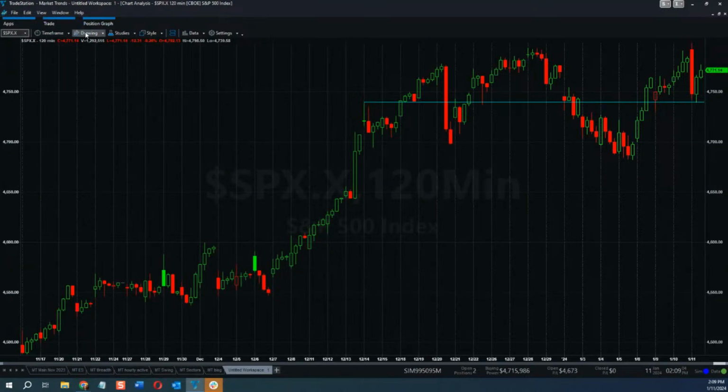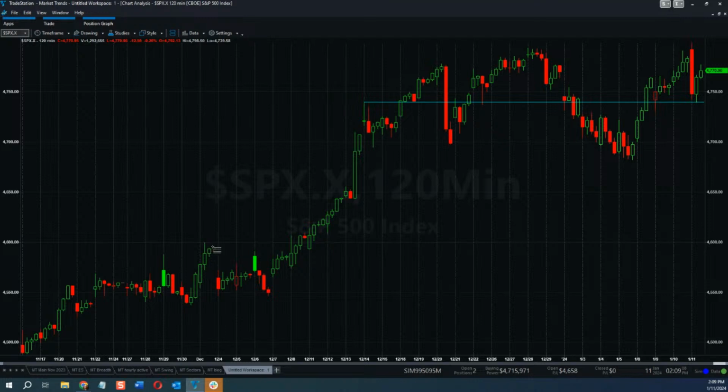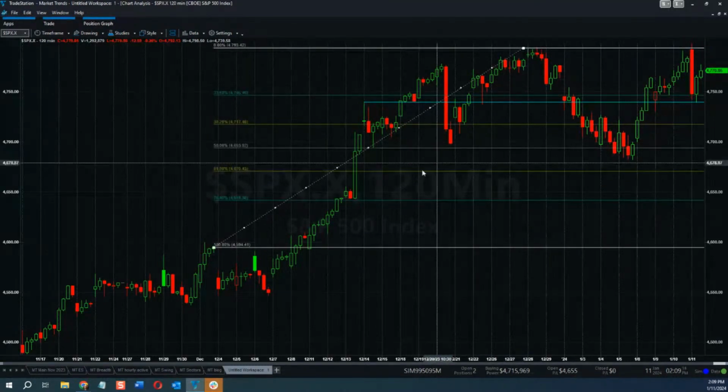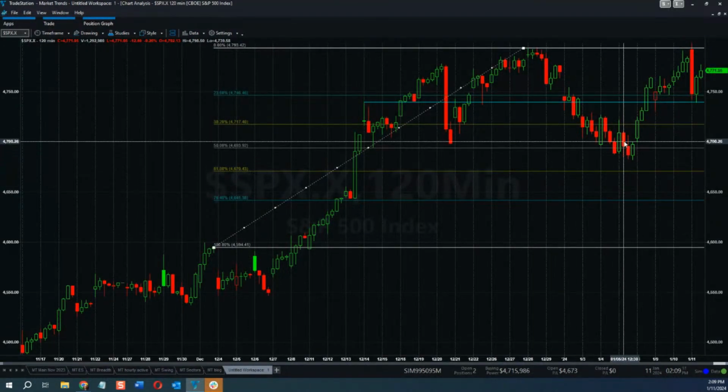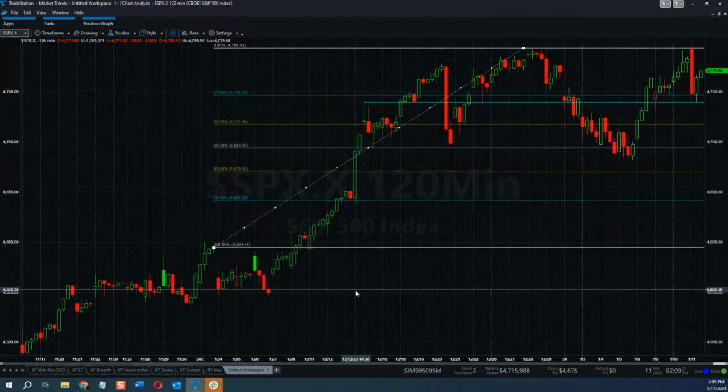All right, next thing, let's go to drawings. Let's go to Fibonacci price retracement lines. This was the Friday close. This was a Friday right here. So I'm going to draw from this line up to the high. And what do we see? 50% retracement is right there. Interesting. We held the 50% retracement.